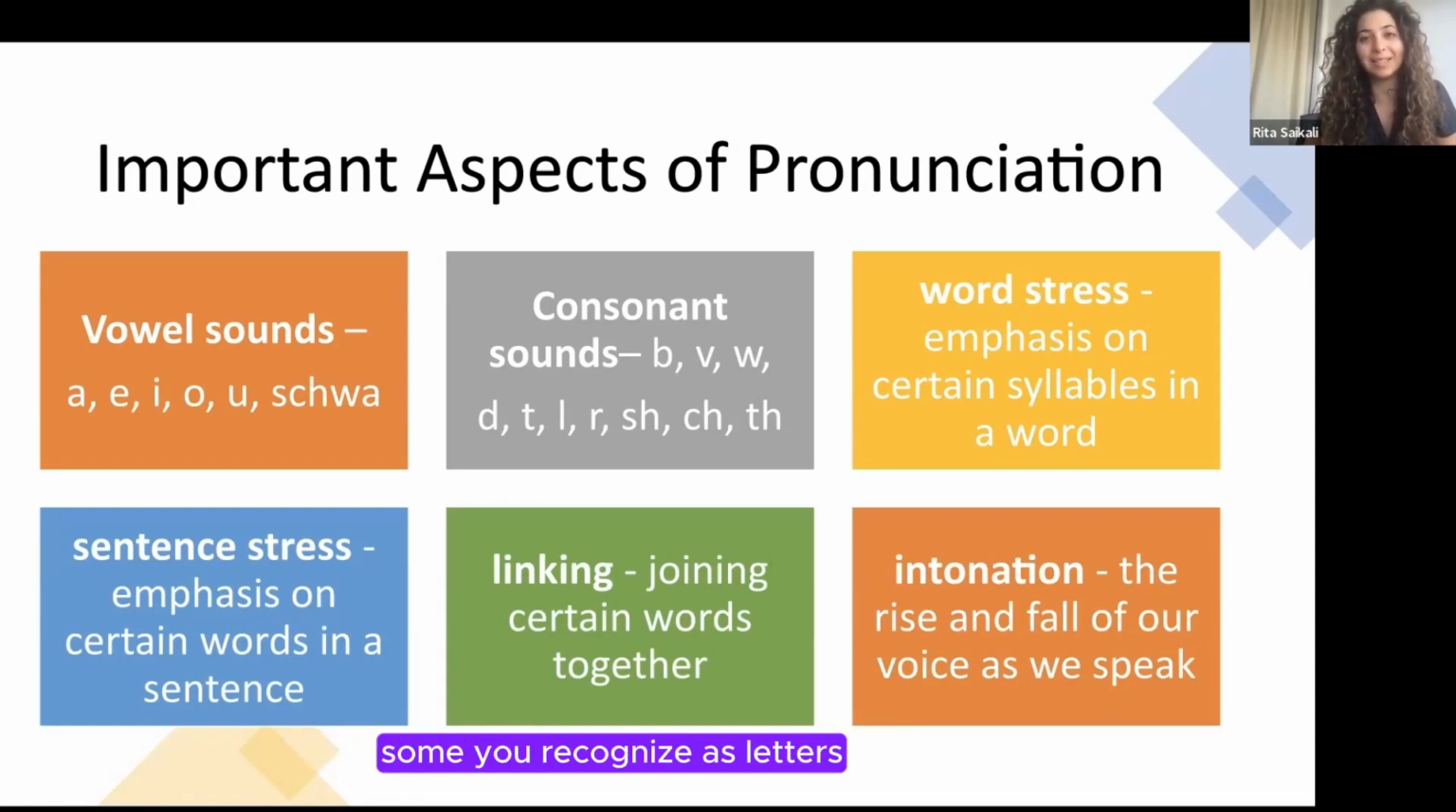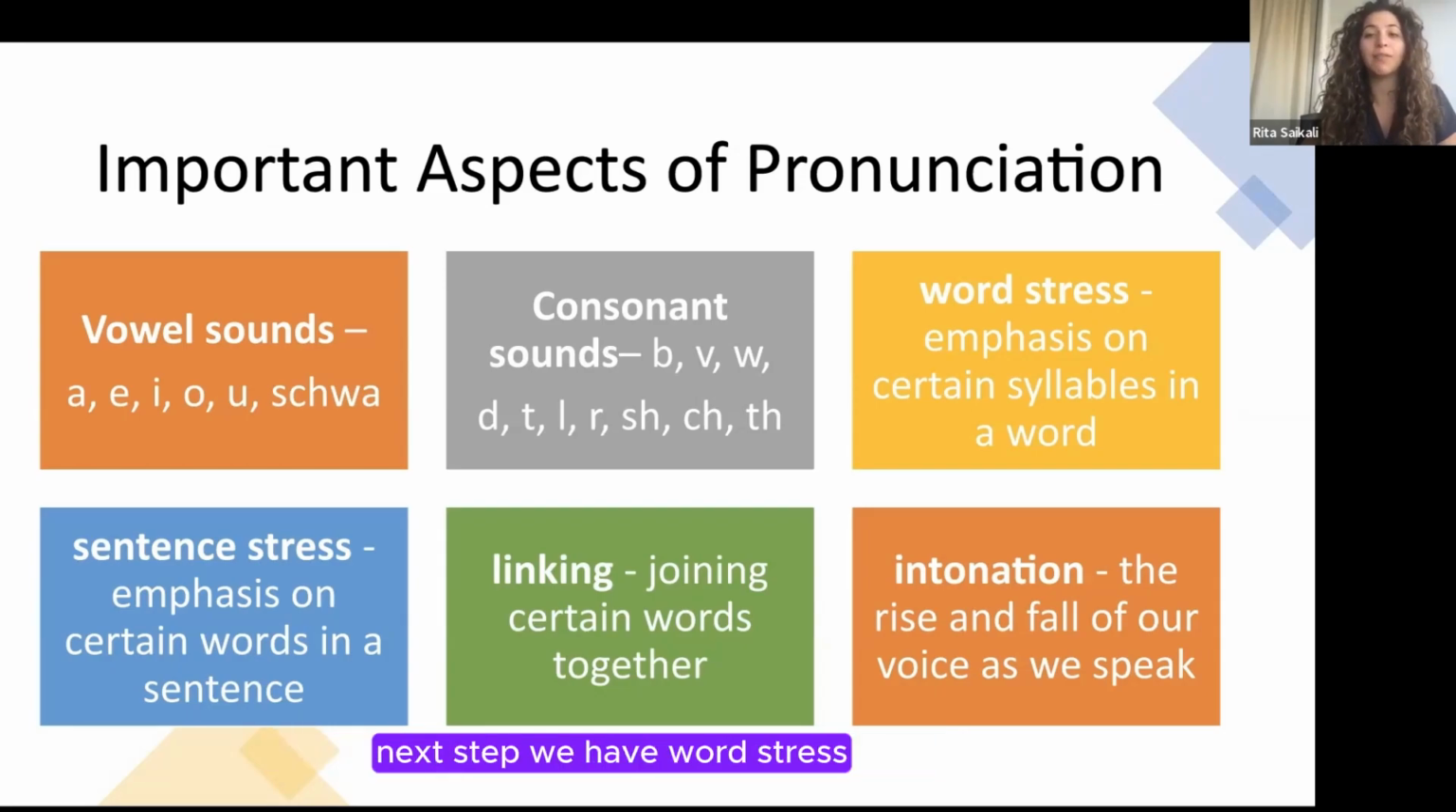Some you recognize as letters, some you recognize as pairs together, which are not necessarily one letter, but the way in which the letter sounds. And again, we're going to go a little more in detail in this video, but we do have a series of videos coming that will explain what is going on here.